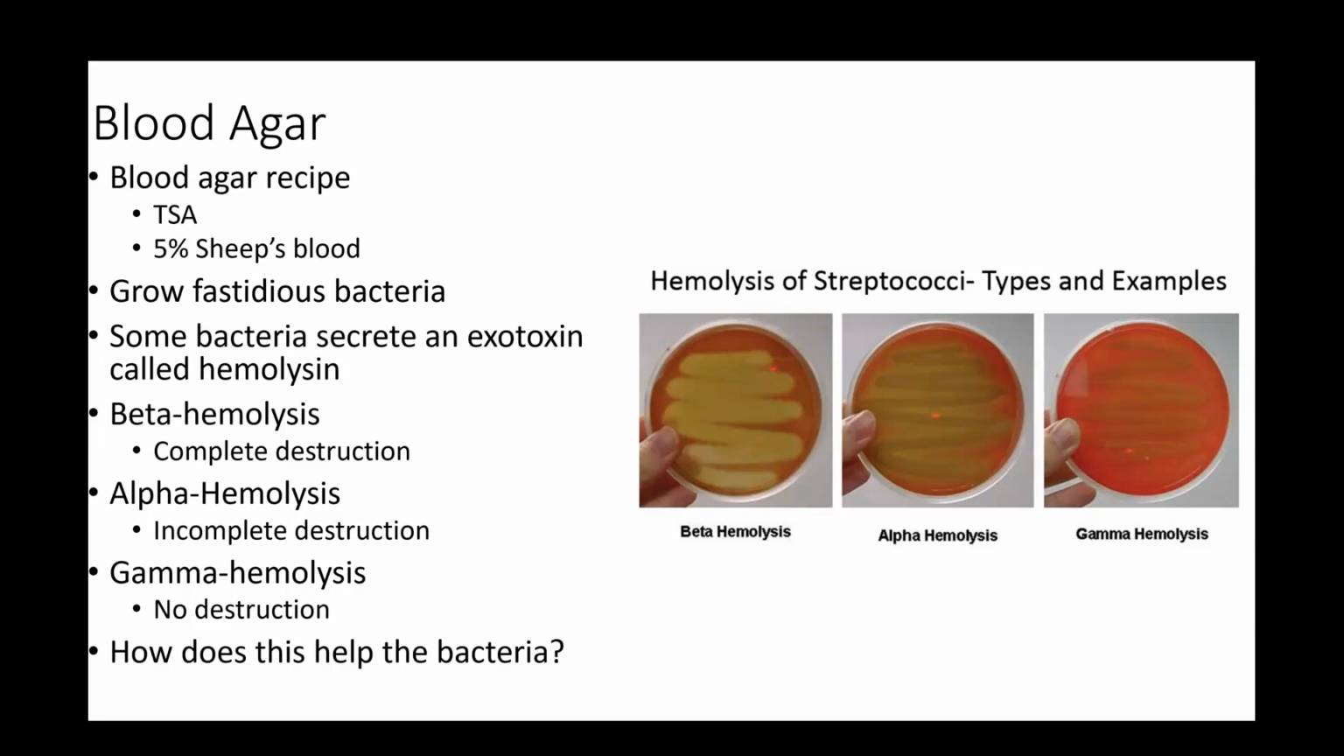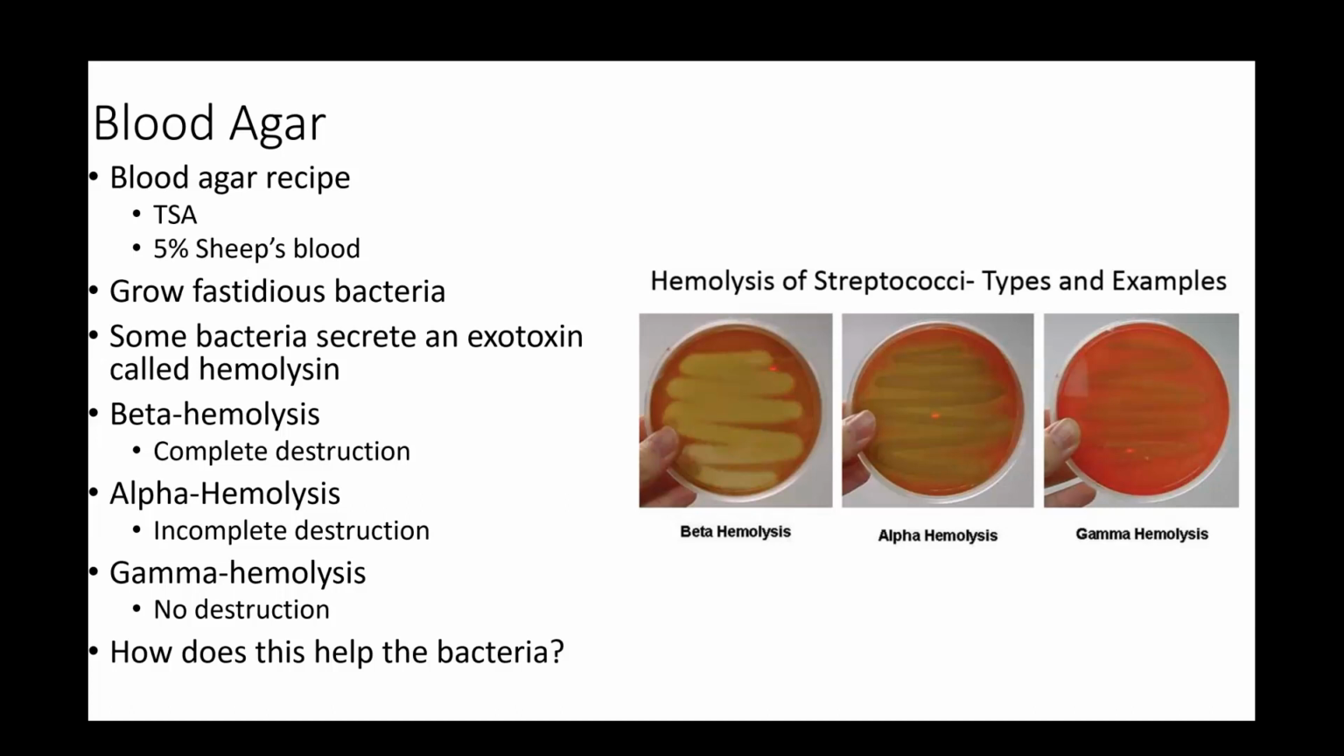In beta hemolysis, when a bacteria secretes beta hemolysin, it completely destroys the red blood cells. You can see this: there's bacterial growth here throughout this streak, and what happens is the media essentially turns clear. It almost looks like your typical tryptic soy agar, just that pale yellow agar-looking color, because the red blood cells are completely destroyed.